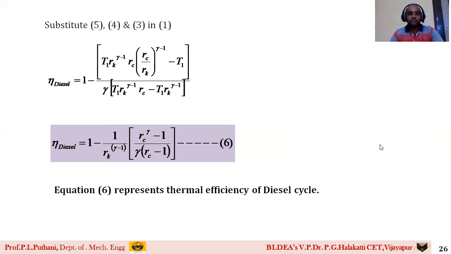So this is the method, students. We need to follow the steps. The very, very important thing you need to remember is that all the temperature terms, that is T2, T3, T4, you need to write in terms of T1, such that the final expression should consist of only the cutoff ratio RC, compression ratio RK, and ratio of specific heats gamma. So this is equation number 6, the final expression for the thermal efficiency of a diesel cycle.